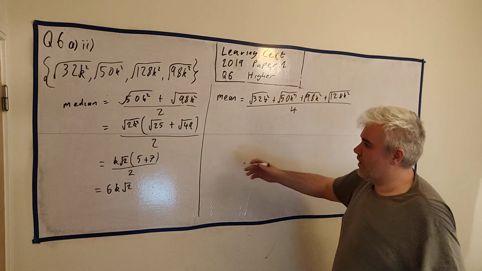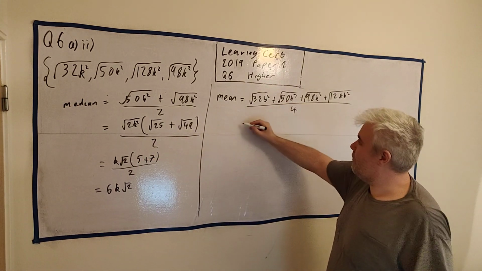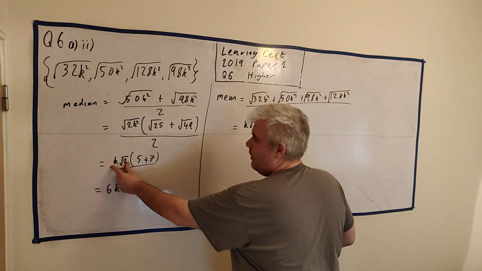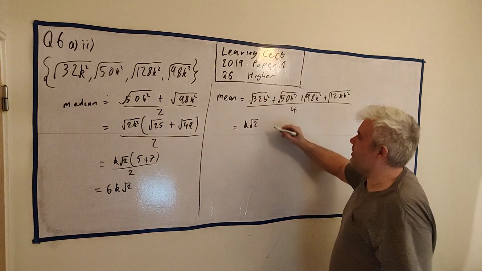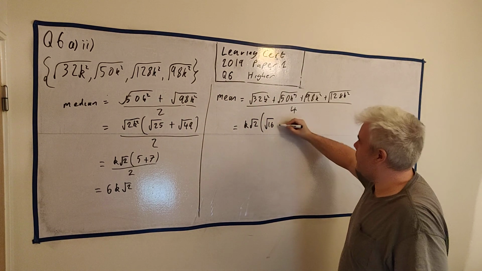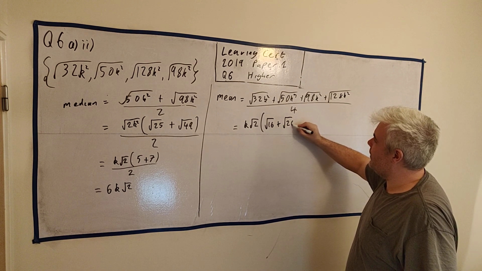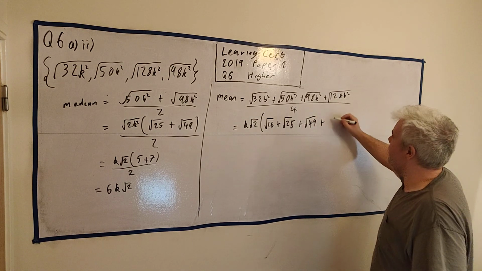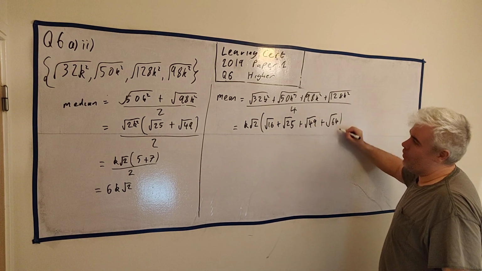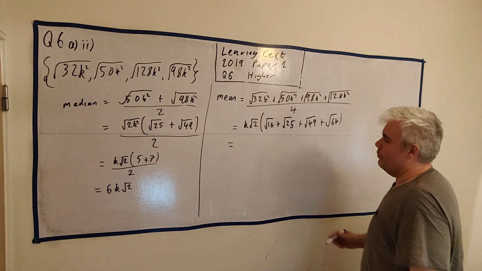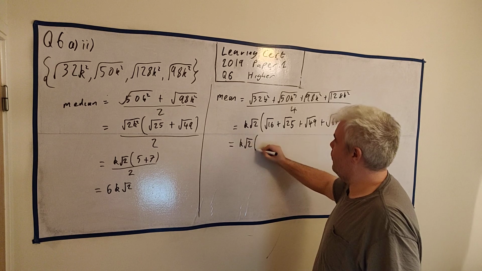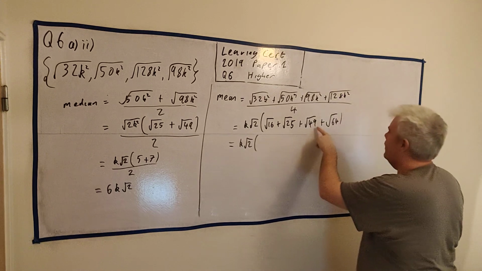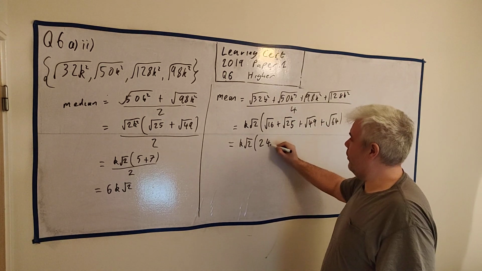So we just add this up just like we did in part 1. We find a common number, which is k square root 2. Just like here, it goes into every one of them. It goes into this square root 16 times, into this square root 25, into this square root of 49, and into this one, the square root of 64 times. Which is equal to k square root 2. And what's this? 4 plus 5 is 9, plus 7 is 16, plus another 8 is 24.